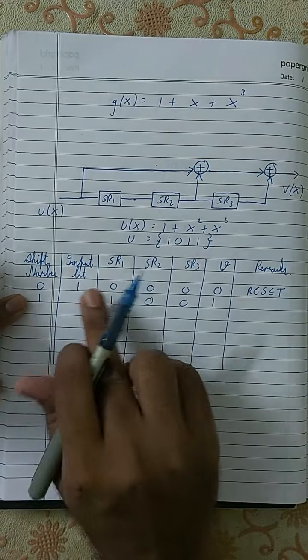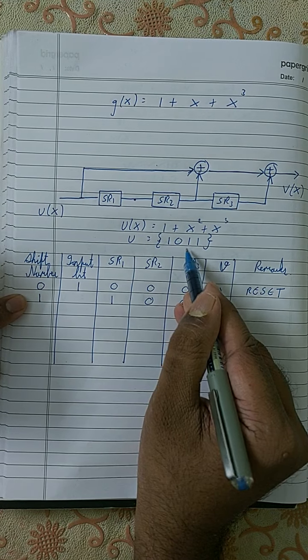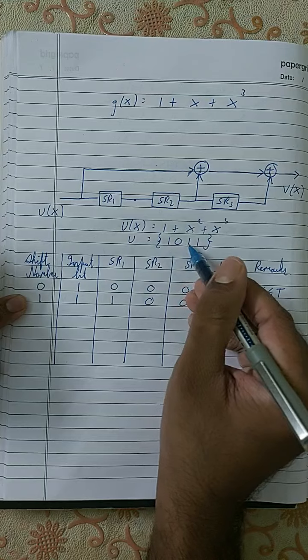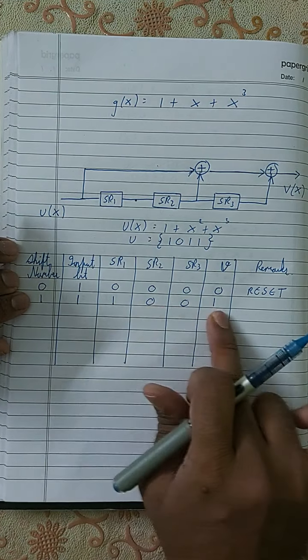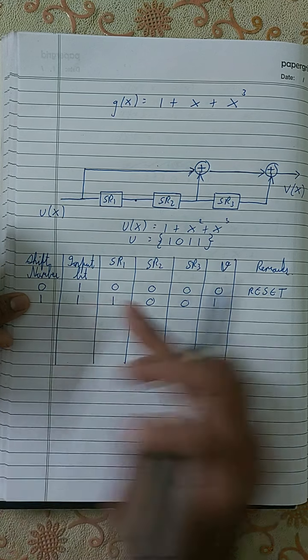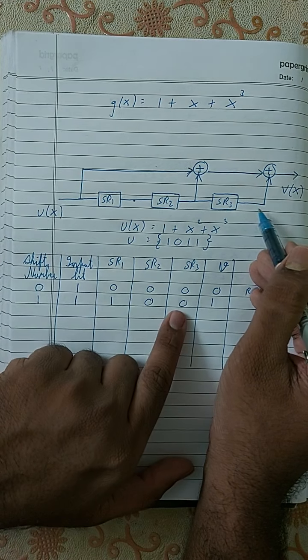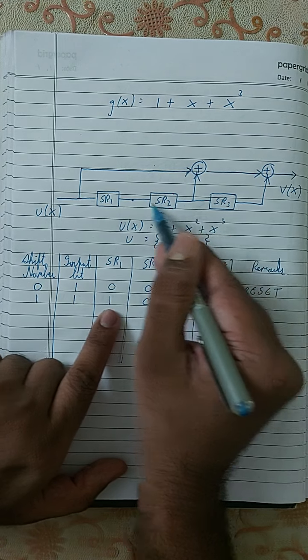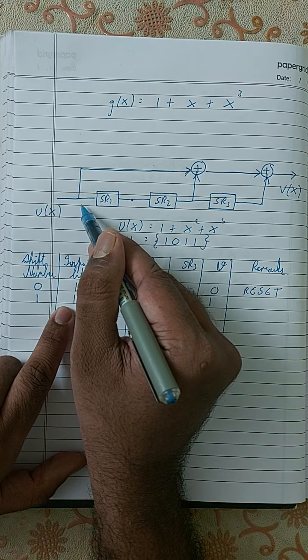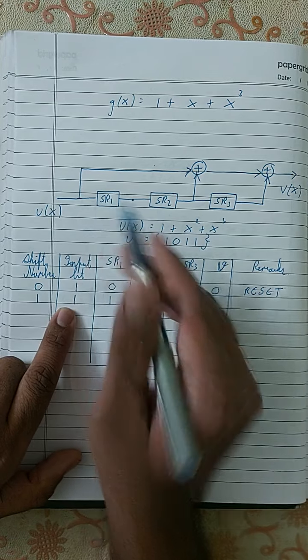Okay, and the second bit is 1, right? So the next number you're going to transmit is 1. This will be the values at the first clock cycle. This is SR3, which is 0, this is 0, this is 1, and the input bit is 1. That is, you place the second bit over here.